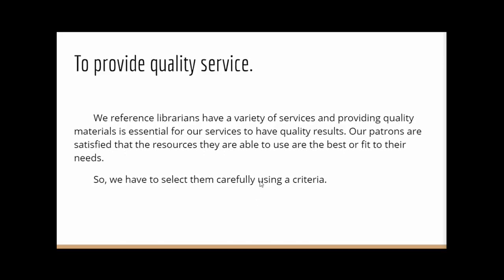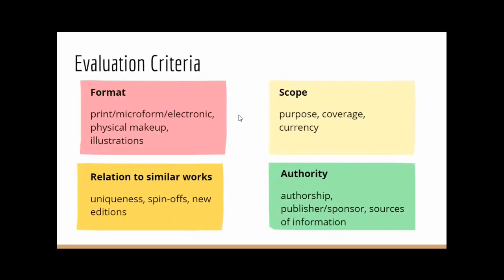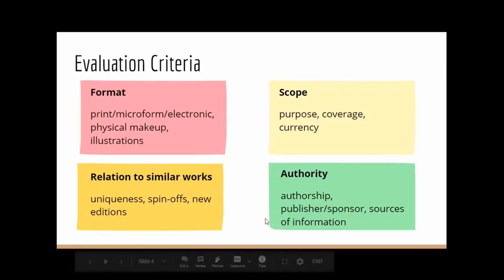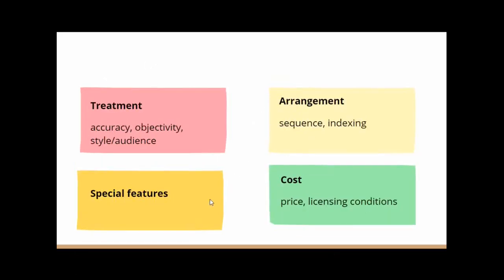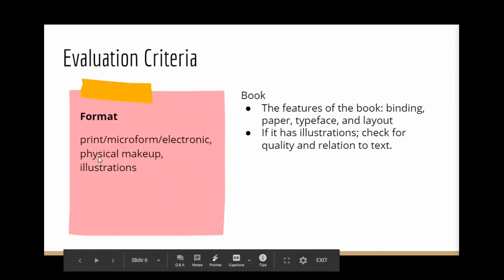Okay, so the criteria we have, there are eight parts. First, we have the format, scope, relation to similar works, authority, treatment, arrangement, special features, and cost. So we'll be discussing them individually. Okay, so now we go to the first criteria, the format.